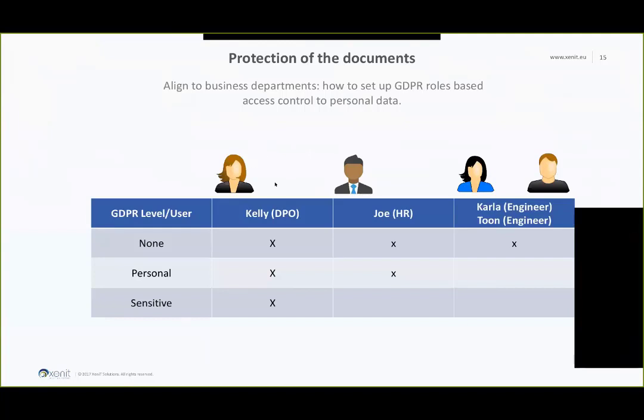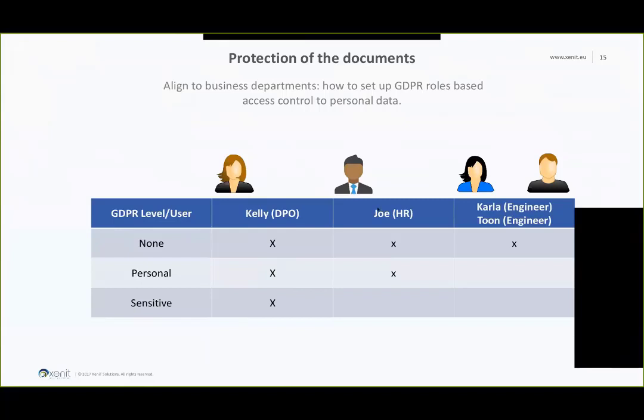The first role we have is Kelly. She is the DPO, Data Protection Officer, and therefore she needs to be able to see all documents, like documents that don't contain any sensitive data, also documents that contain personal information, and documents that contain sensitive information.